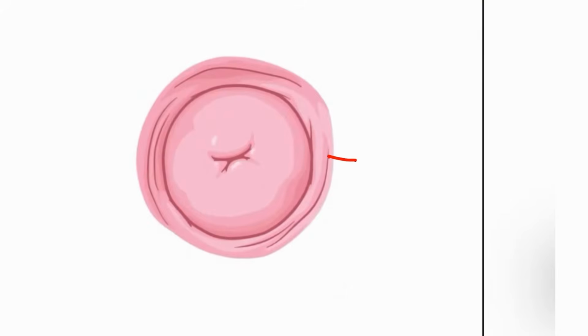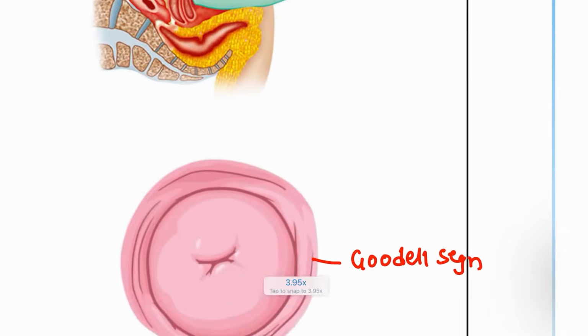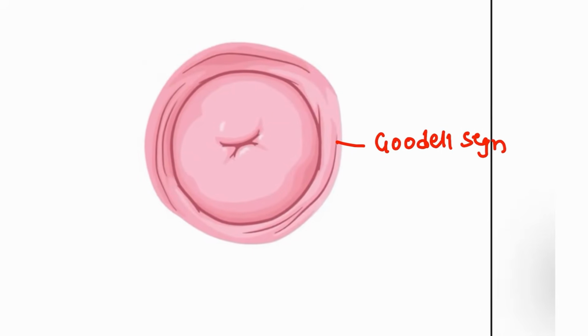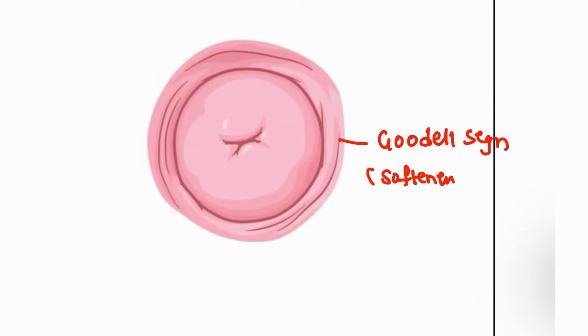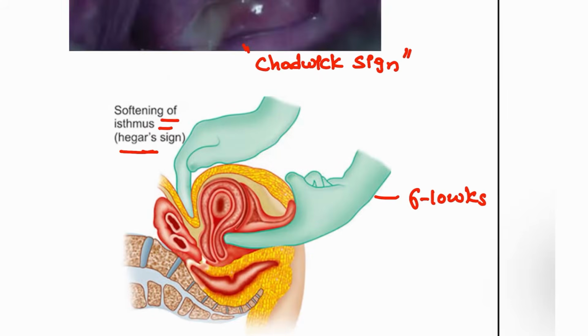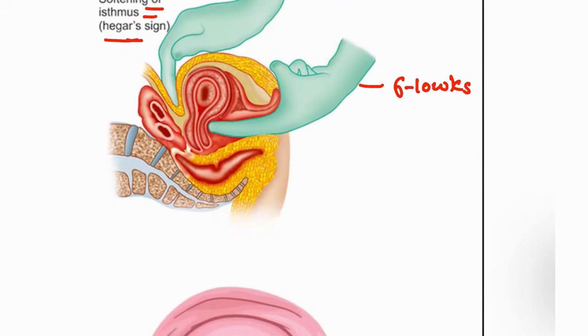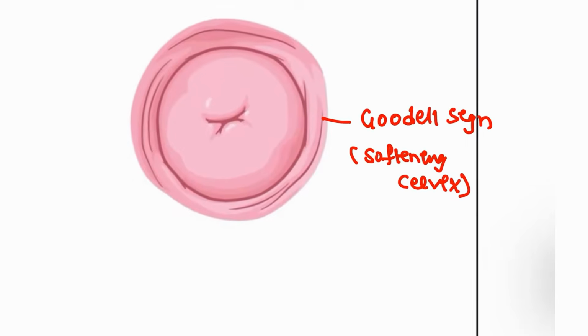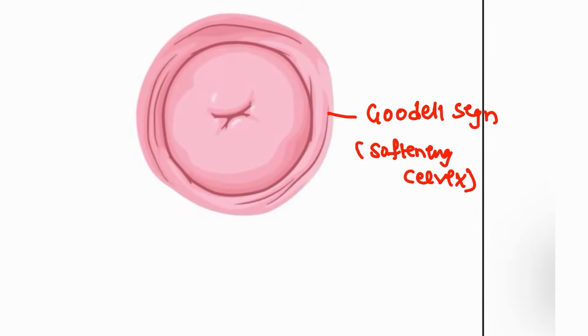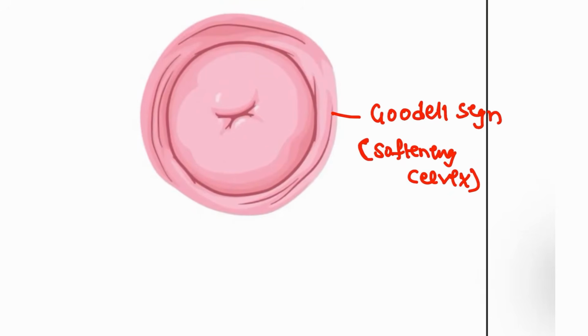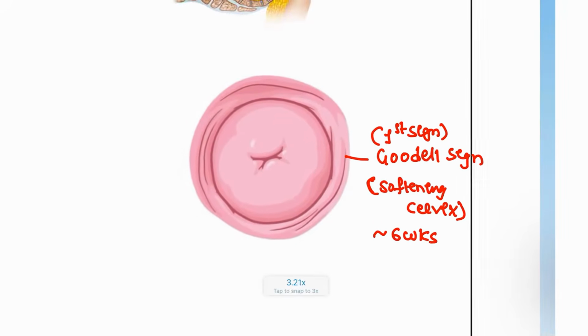Next, this is known as Goodell sign. The big difference between Hegar and Goodell is that Goodell sign is softening of the cervix, while Hegar is softening of the isthmus. In this picture, you are using two hands together, that is Hegar's. For Goodell sign, you are only looking at the cervix, which can be done with the help of a speculum also. When Goodell sign is seen, it is the earliest and first sign of pregnancy, and it is seen around 6 weeks.